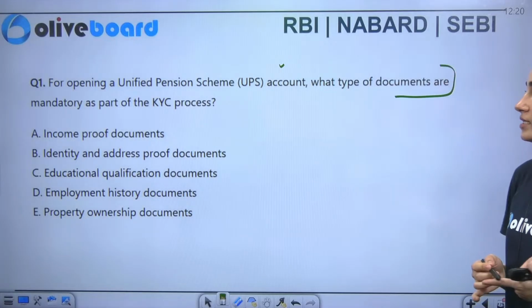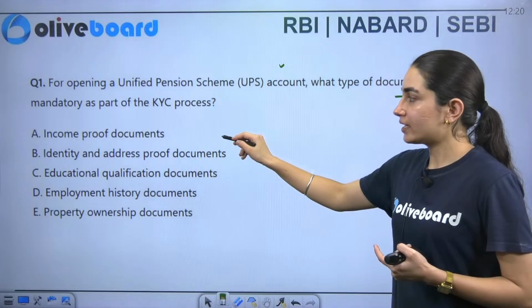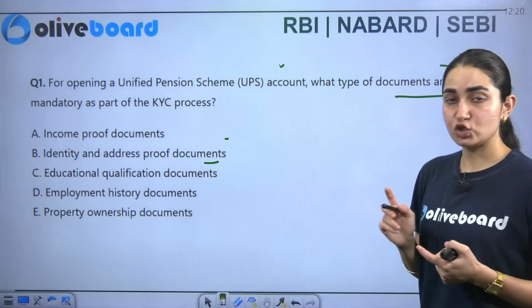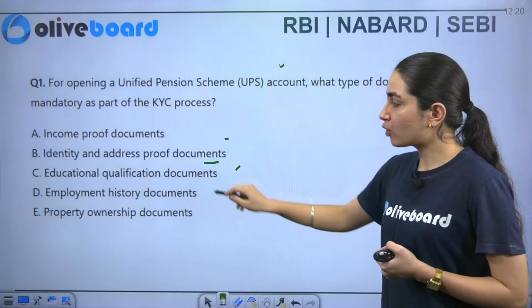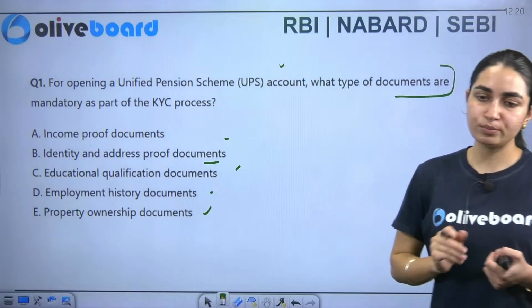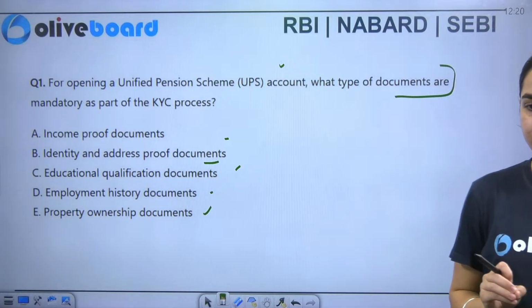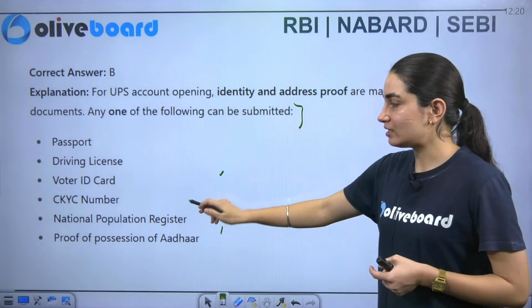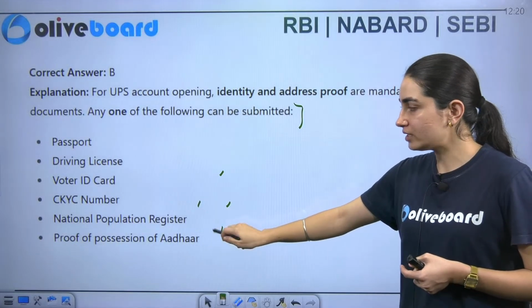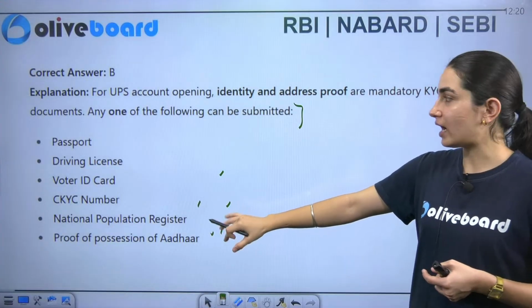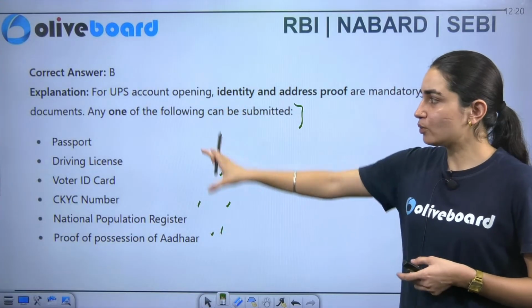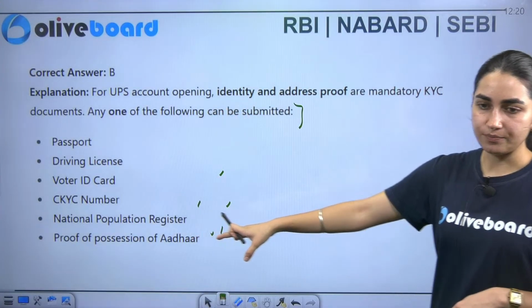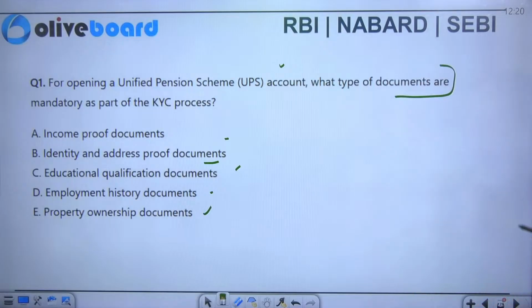Next question says, for opening a UPS account, what type of documents are mandatory as part of the KYC process? Is it income proof documents, identity and address proof documents, education qualification documents, employment history documents, or property ownership documents? Yes, you can clearly see that here: passport, driving license, voter ID, KYC, National Population Register, and the possession of Aadhaar as well. You can include any one among these. Which one is the correct answer here?